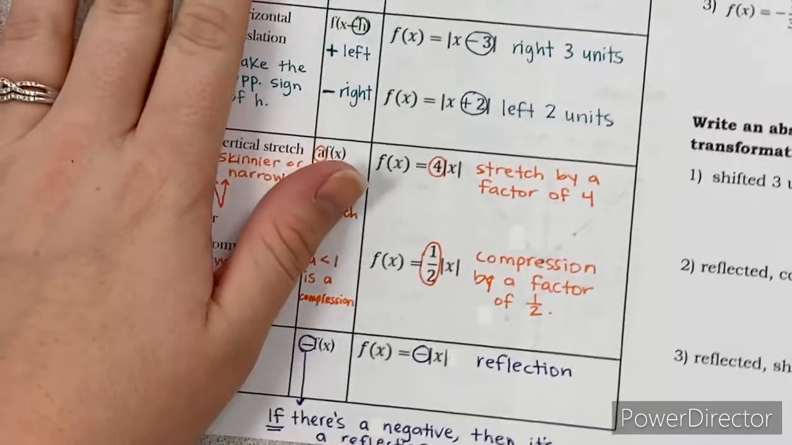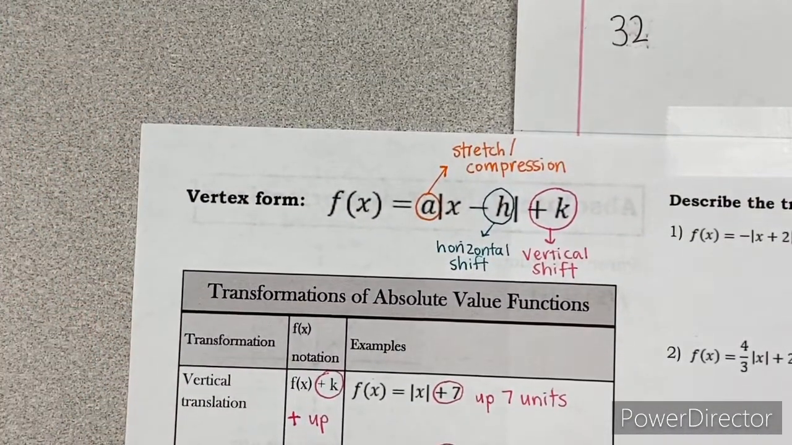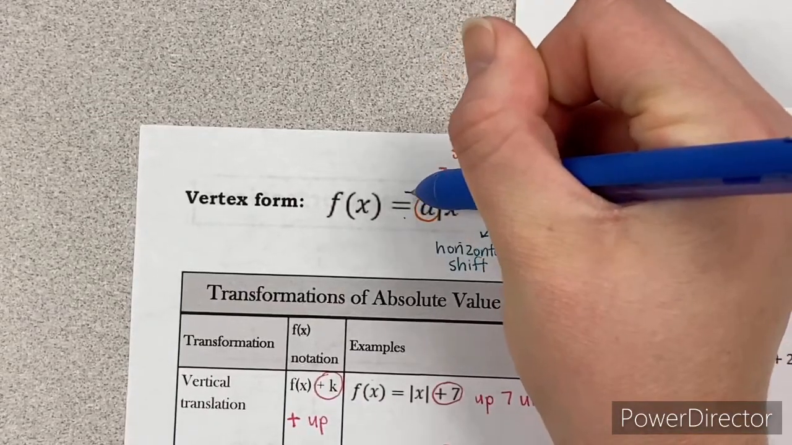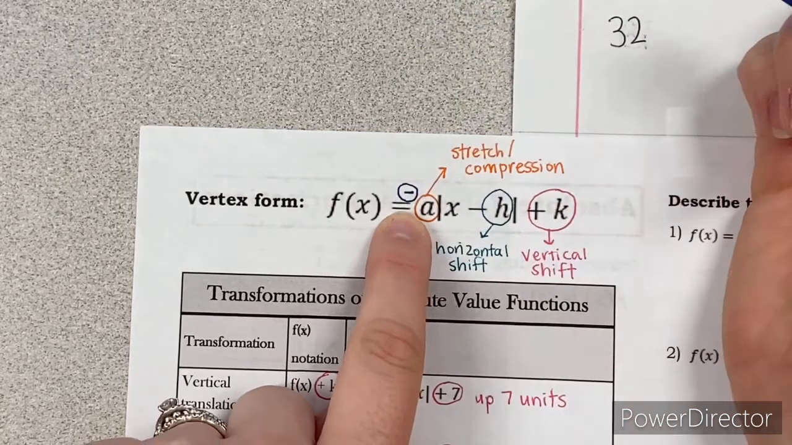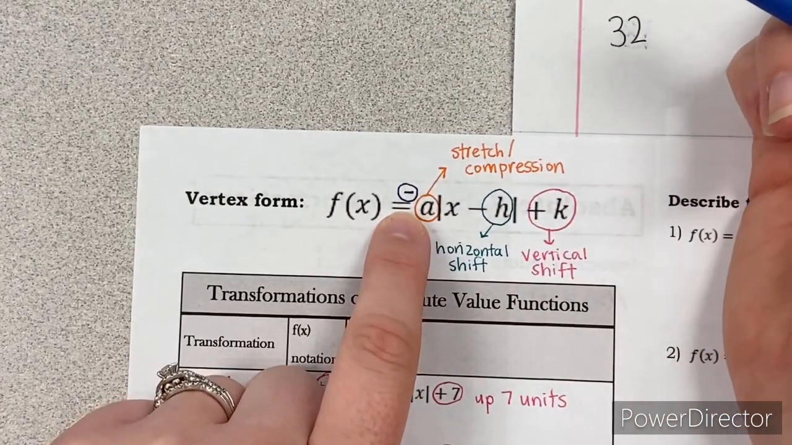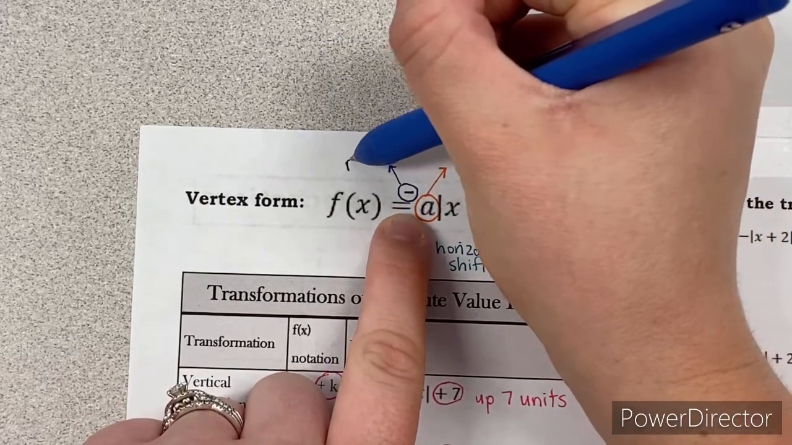So I want to go back up here to vertex form. Here's my normal vertex form. I want to add the negative sign, okay? And I want to do it right up here. So put a negative and then circle it. I want you to know that that negative is not always there, but if that negative is there, then it's going to be a reflection.